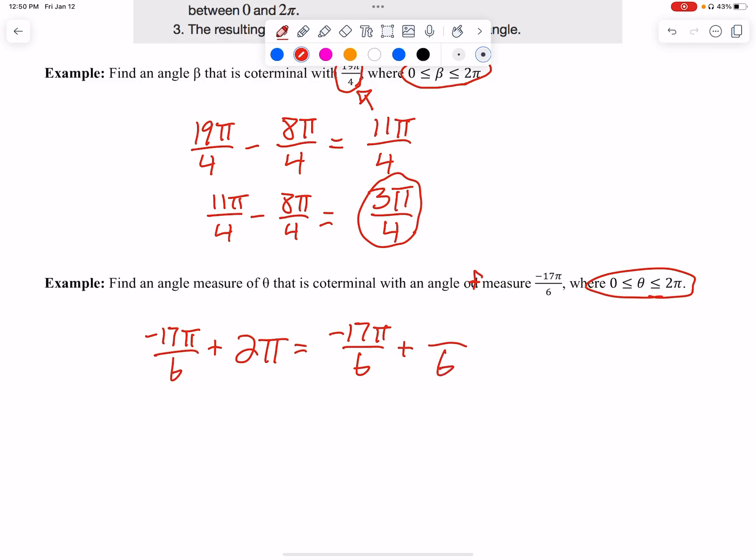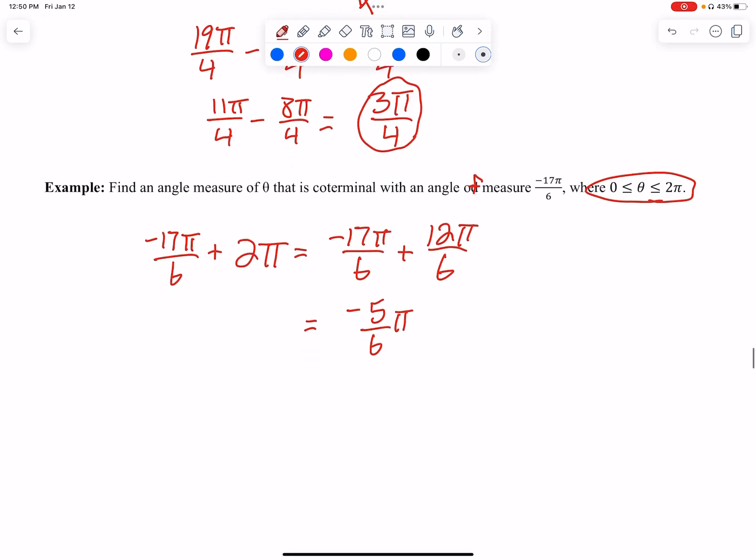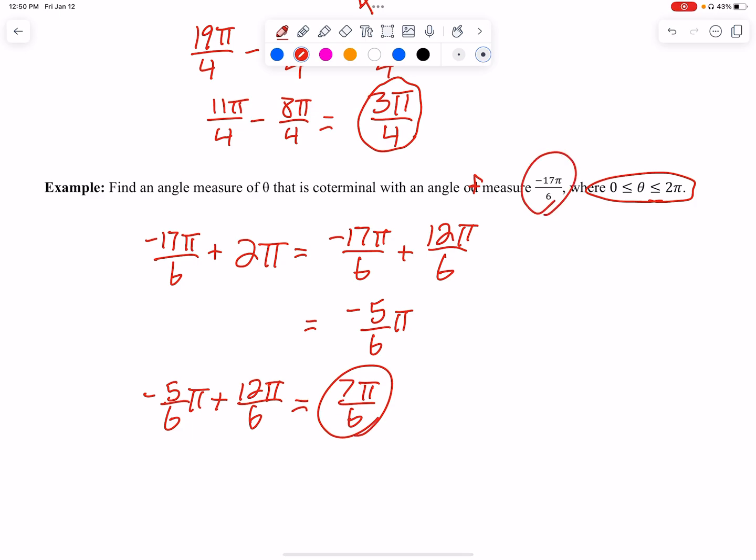I need a common denominator. A common denominator is definitely 6. So it's got to be 12 pi over 6, because 12 pi over 6 is 2 pi. Hopefully that makes sense. Okay, this is negative 5 over 6 pi. Still not where I need it. So I'm going to add another 12 pi over 6, common denominator already. That leaves me with 7 pi over 6. So 7 pi over 6 is the same thing as negative 17 pi over 6.